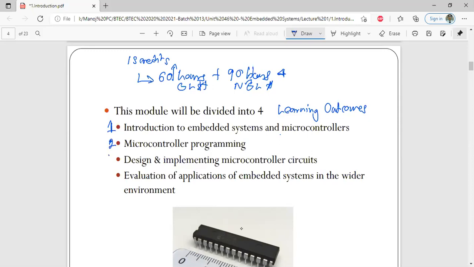Learning outcomes number 2 and 3 are interconnected. They cover microcontroller programming, and designing and implementing microcontroller circuits. This involves the programming part, implementation, and also simulation, design and everything. Design, programming, simulation, implementation and everything is in these two learning outcomes. This is where you have to design and implement an embedded system, in learning outcomes number 2 and 3, right?